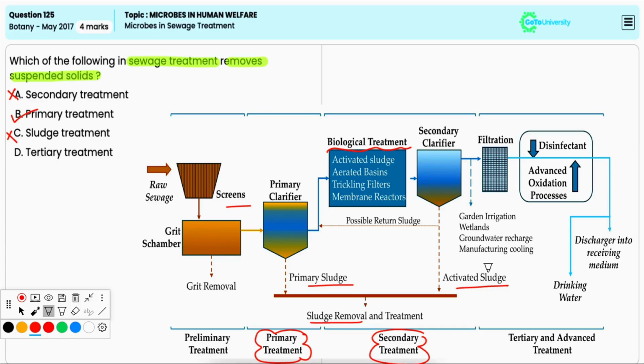Option D, tertiary treatment. It is also incorrect because it is the final stage of sewage treatment, and it is for further improving water quality by removing the remaining contaminants such as nitrogen, phosphorus, or remaining pathogens.